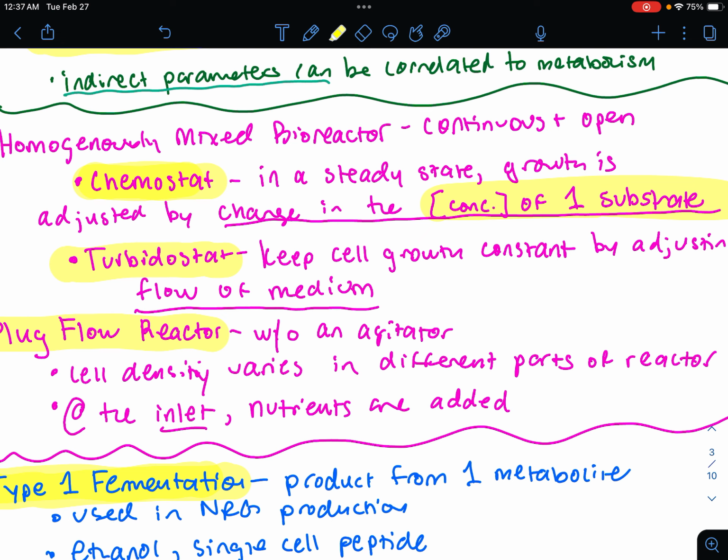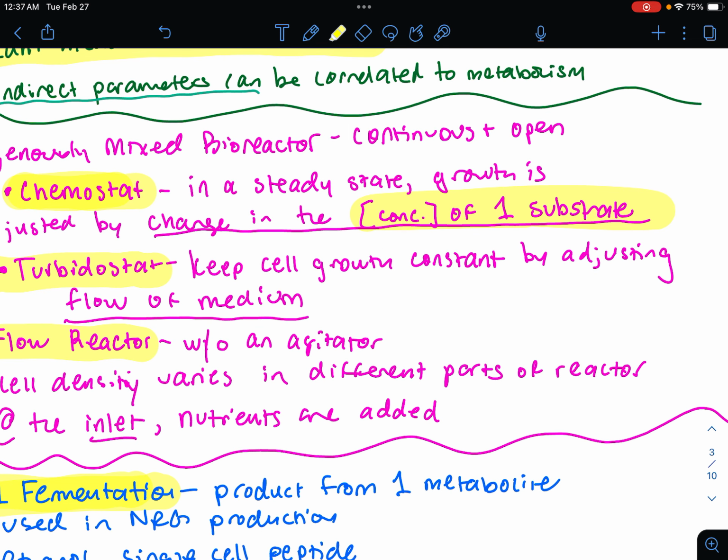However, in the turbidostat, turbidity is monitored and used to keep the cell growth constant by adjusting flow of the medium. So in chemostat, you're changing the concentration of one substrate in a steady state of cell growth. However, in the turbidostat, as the name implies, turbidity is being monitored, and that keeps the cell growth constant by adjusting the flow of medium.